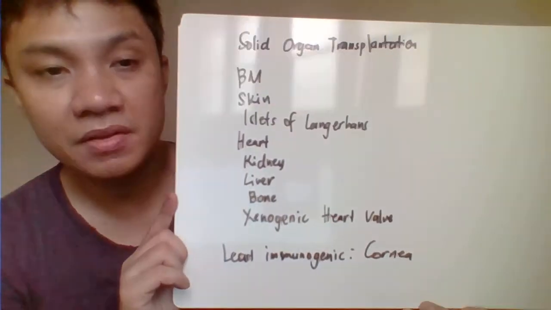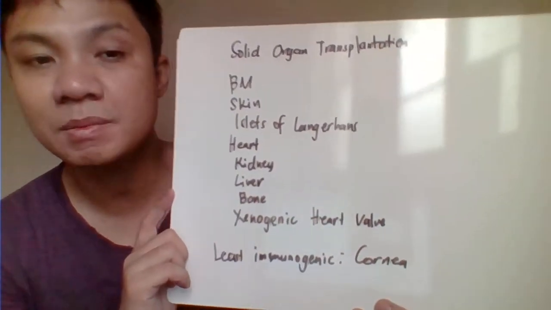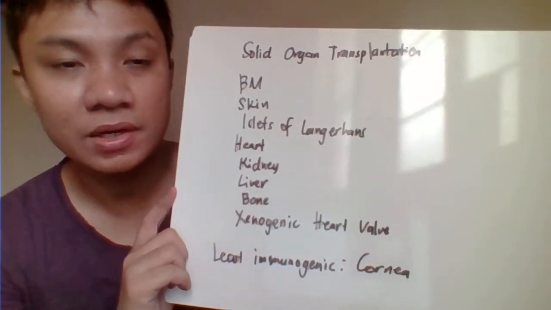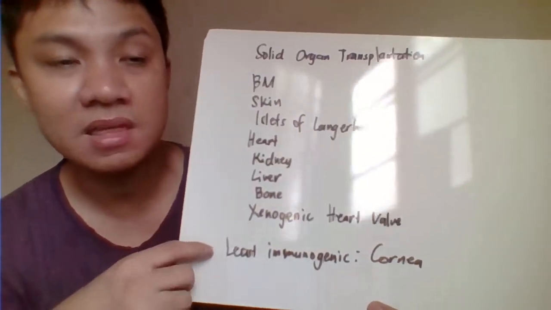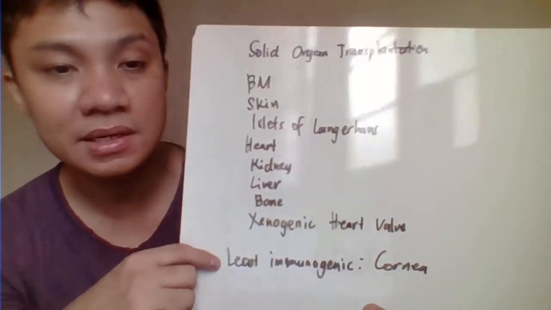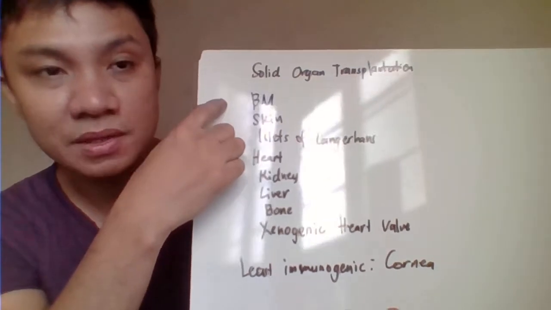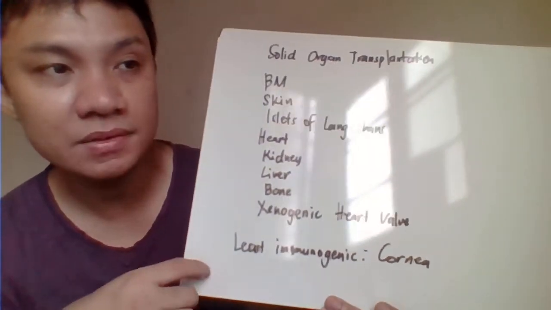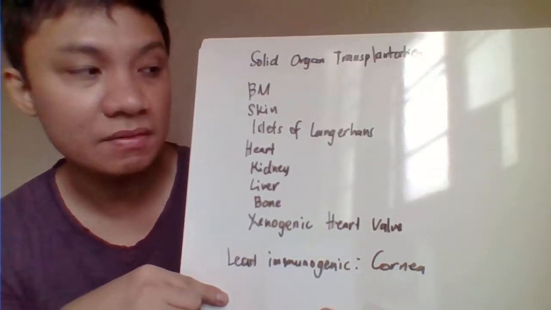Okay, the next one, we have here the solid organ transplantation. So we're going to have here transplantation with different solid organs. We have here the different solid organs and their relative immunogenicity. From here down there, this is the most immunogenic. So bone marrow is the most immunogenic, followed here by the skin transplantation, followed here by islets with longer hands.